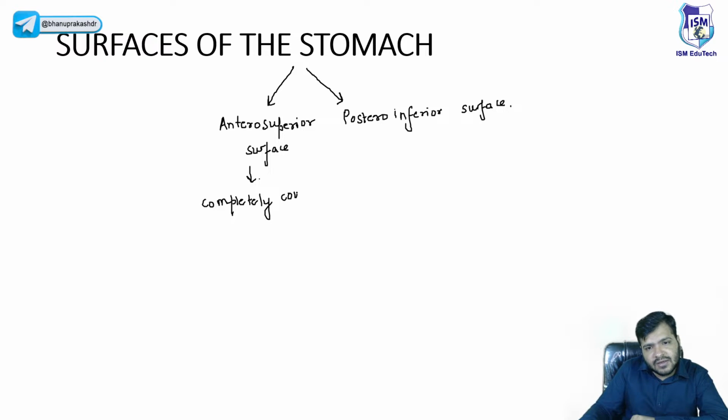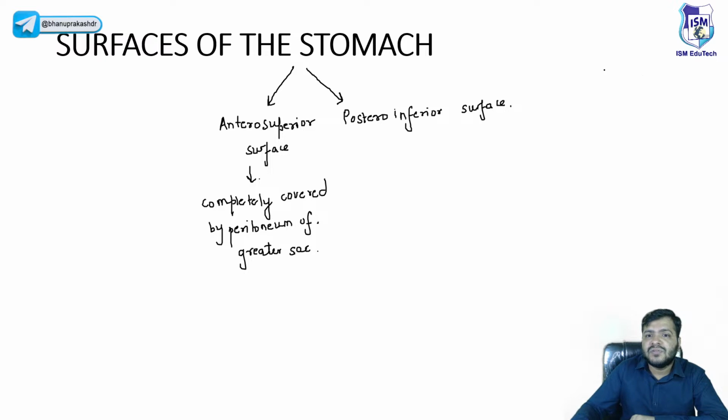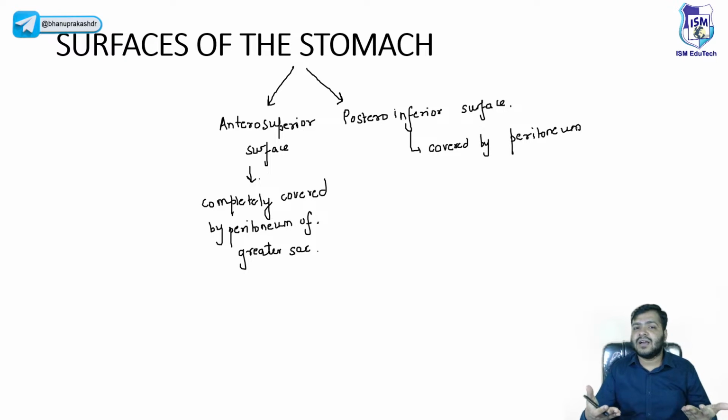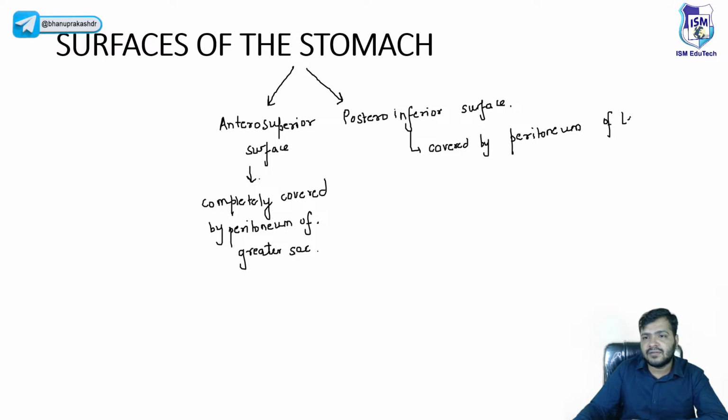Now the anterosuperior surface is completely covered by the peritoneum of the greater sac, as I told you yesterday. And the posteroinferior surface is covered by the peritoneum of the lesser sac. Obviously, the greater sac is in front and the lesser sac is behind.